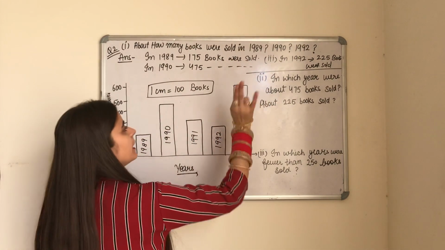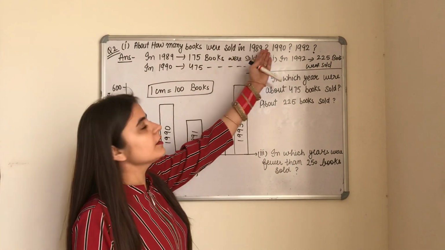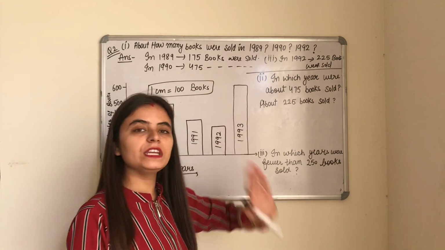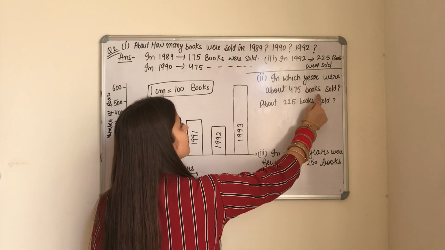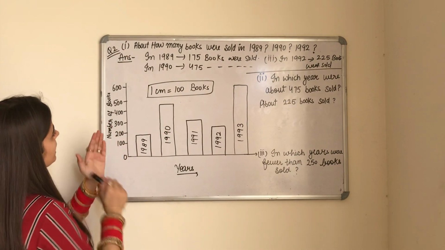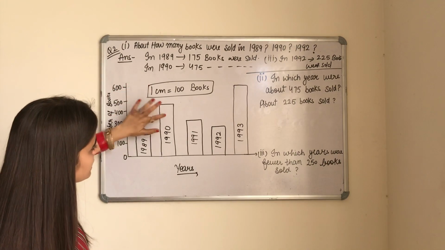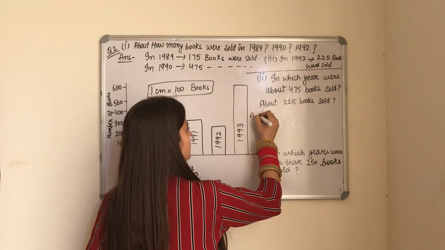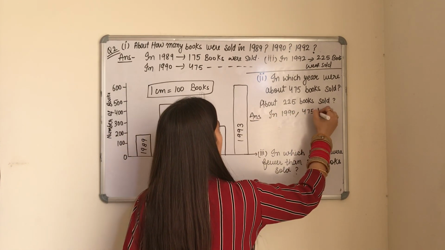In the second part, in which year? In the first part, years were given and we needed to find the number of books, but here the number of books is given, so we need to find the year. In which year were about 475 books sold? Look at the number of books, here it is about 475. Look at this bar, 475. What is the year here? In 1990. Answer: in 1990, 475 books were sold.